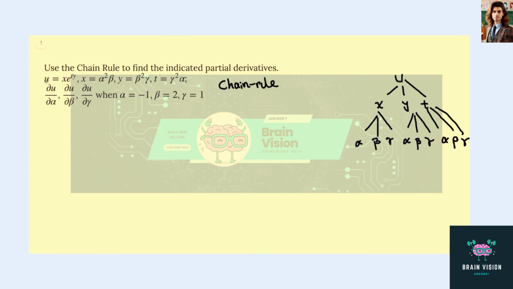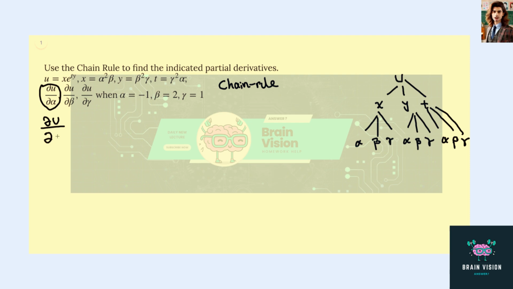Let's go ahead and use the chain rule here. So you see u depends on x, y, and t. So that's why we have these three lines up here. And then each of x, y, and t can be thought of as depending on alpha, beta, or gamma. So let's go ahead and find this one first.